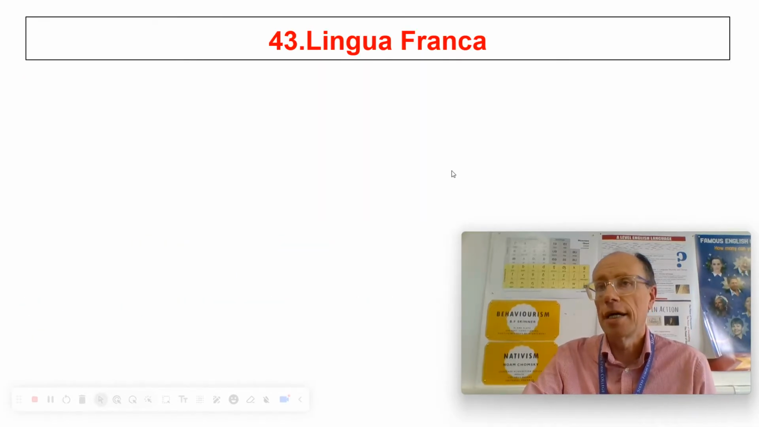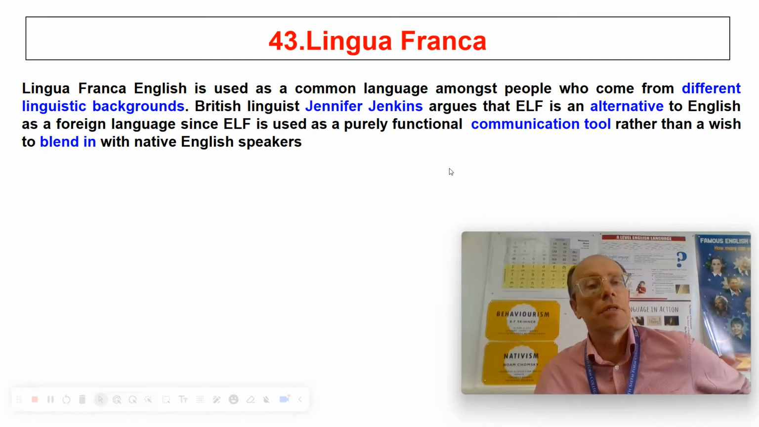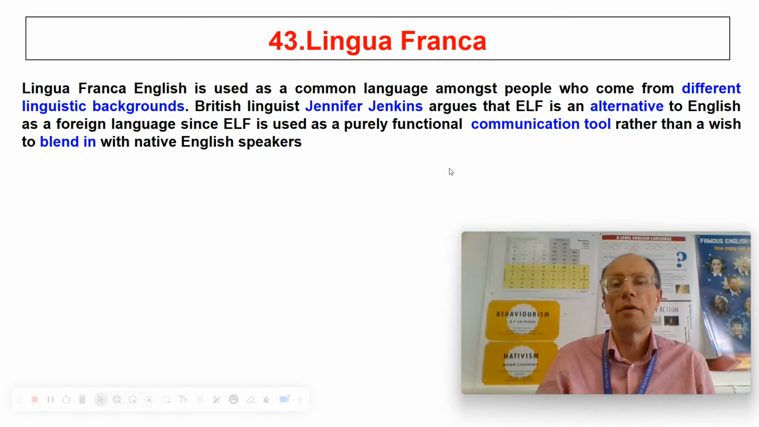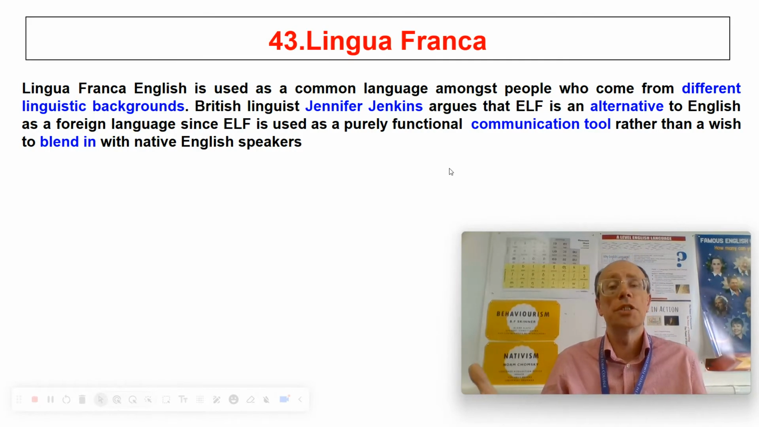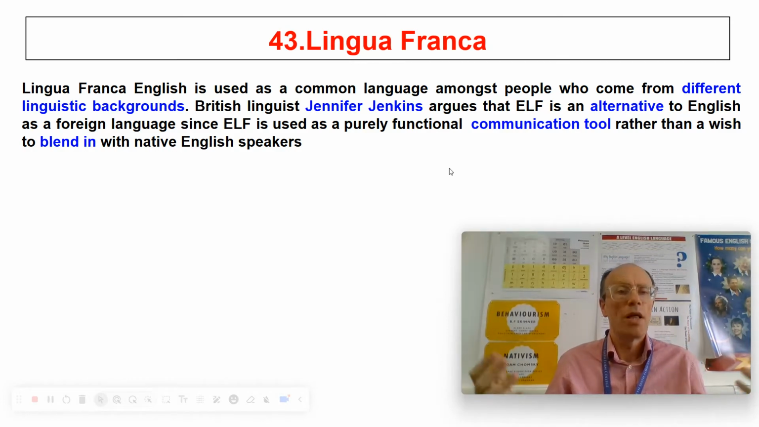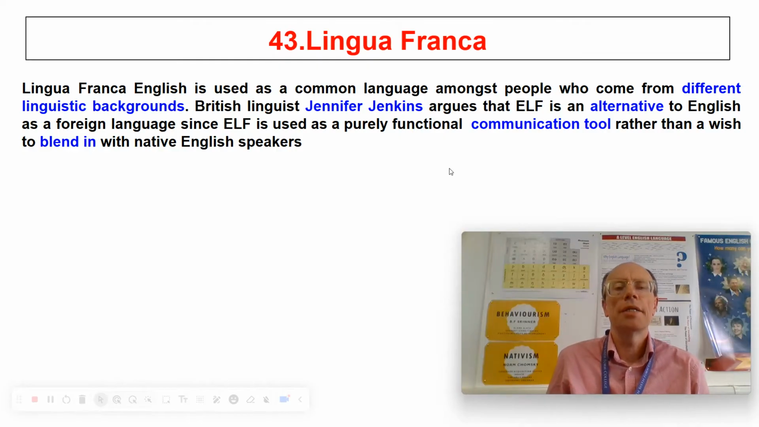Lingua franca, language change concept 43. So what is lingua franca? English as a lingua franca is where English is used as a common language among people who have different linguistic backgrounds. Think, for example, about a Bulgarian fridge manufacturer who is having a meeting with a South Korean business person. They're going to be speaking English as a lingua franca. And Jennifer Jenkins is the expert on this.